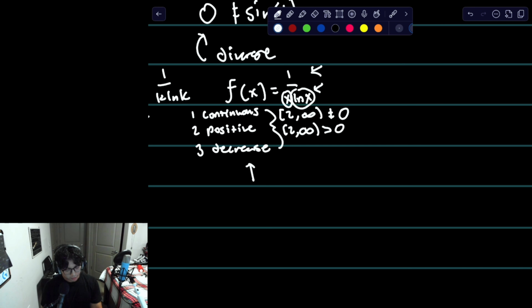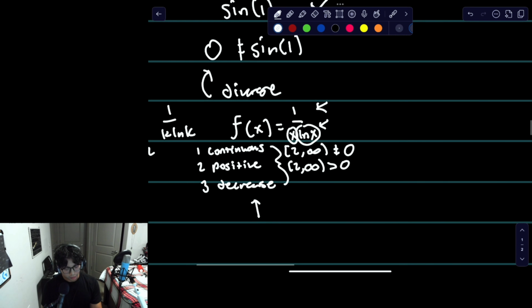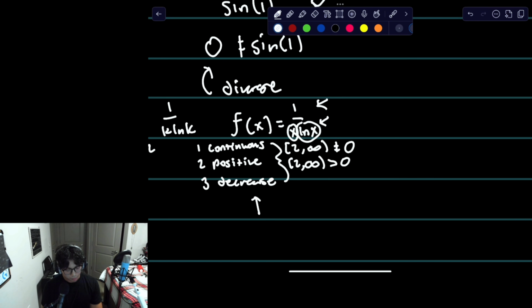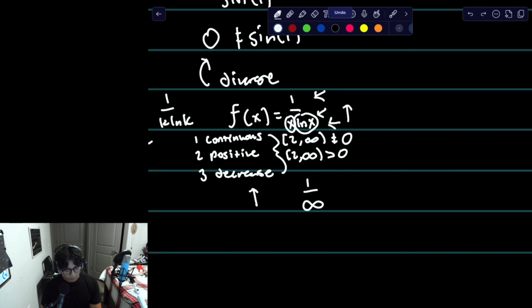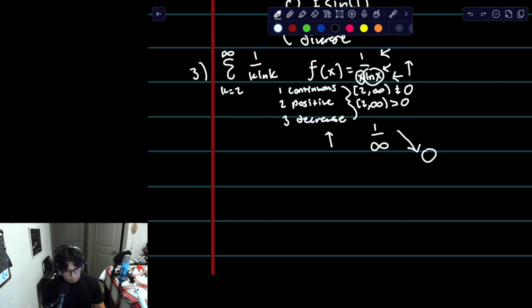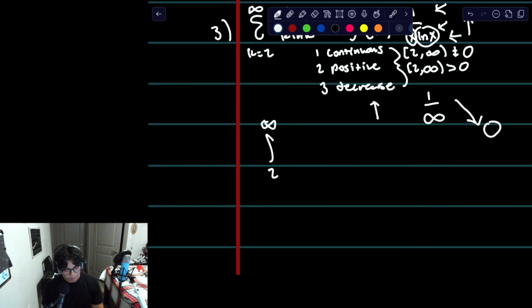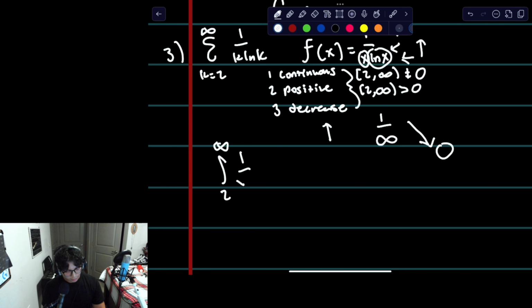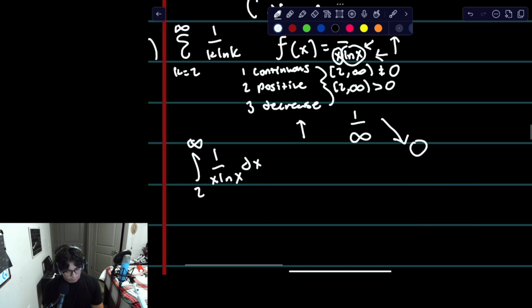And finally, to test for decreasing, we can take the derivative of it, but in this case, it's a fraction, so we could just assume that the denominator is always increasing, which, if your denominator is always increasing, the fraction will eventually approach a very low number, maybe 0. So now we can turn this series into an improper integral, from 2 to infinity of 1 over x ln x dx, which, because this is an improper integral, we will write as the limit as t approaches infinity of the integral from 2 to t of 1 over x ln x.